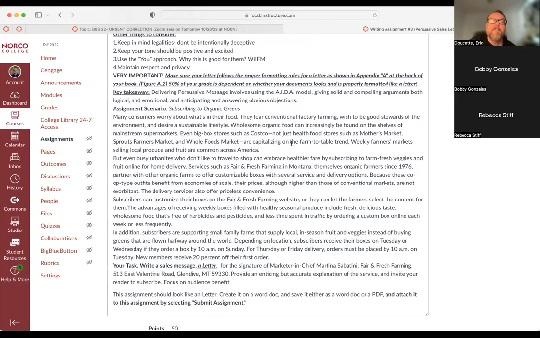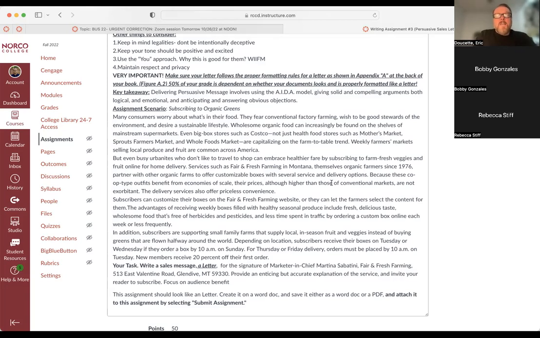Basically, you're going to try to get me to subscribe to Organic Greens. Organic Greens is a subscription delivery service to bring you fresh produce and vegetables on a weekly basis or whatever. It's all local farmers doing it. It's all healthy, organic foods that are not using pesticides. The boxes are delivered every week to your front door. So your goal is to persuade me to sign up for this service.